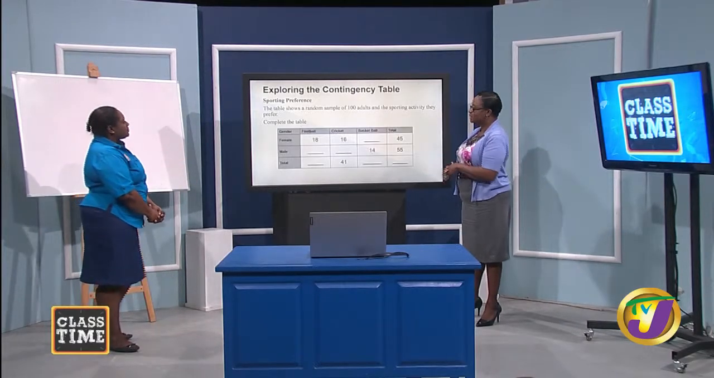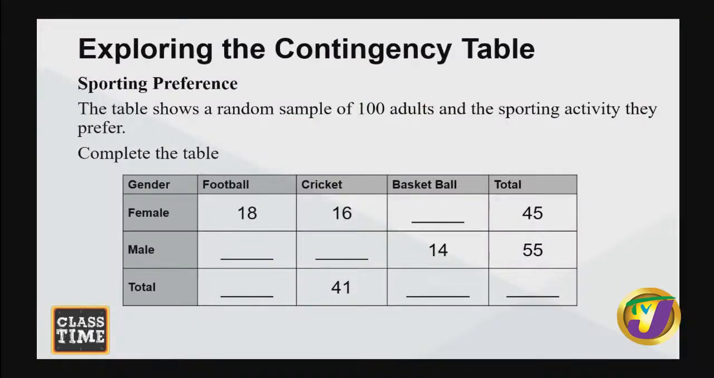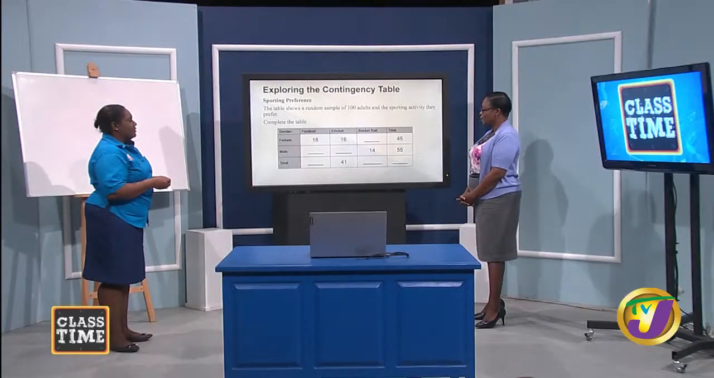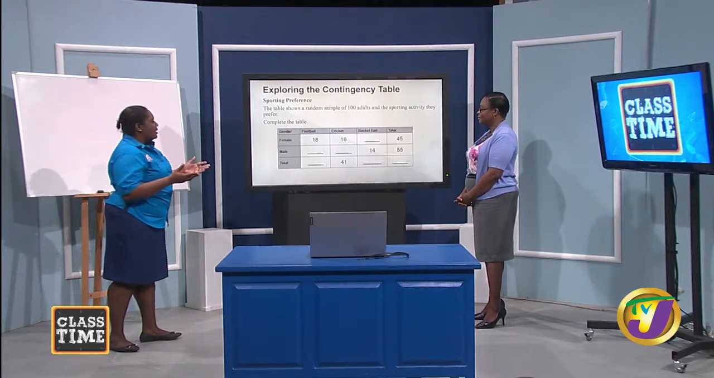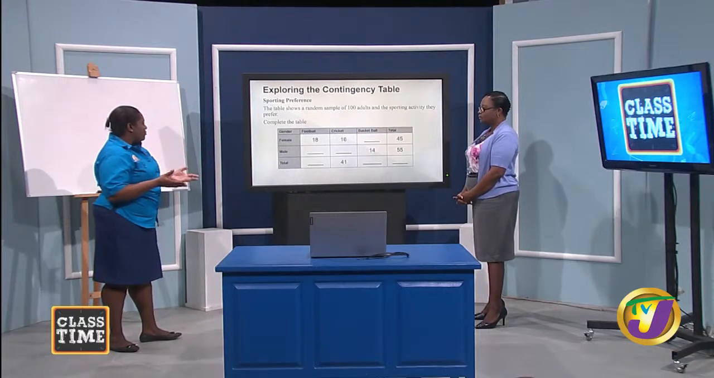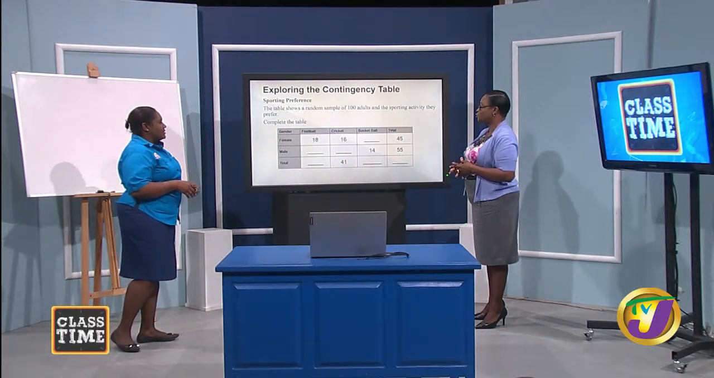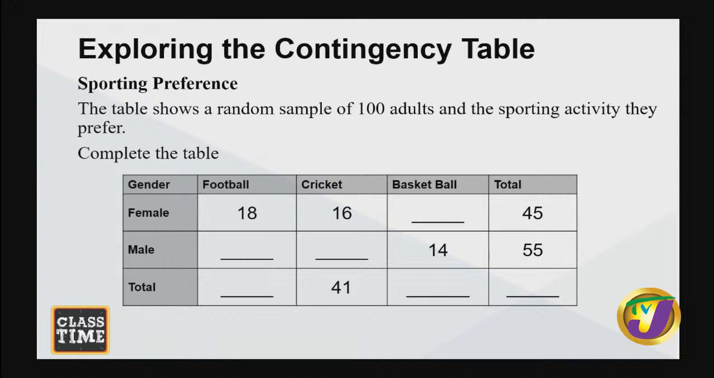Okay, we can understand that. Now, when one understands what the contingency table is all about and the information that is given, then we are able to pull it apart and put it back together. In this case, we are given a question where some of the information is missing. Based on our understanding of what is given and how the contingency table works, we should be able to fill in the missing spaces. They are referring to sporting preference. The table shows a random sample of 100 adults and the sporting activity they prefer. Let's complete the table.